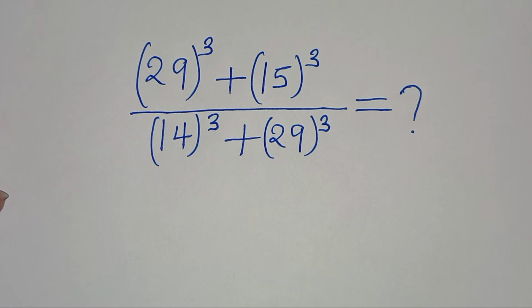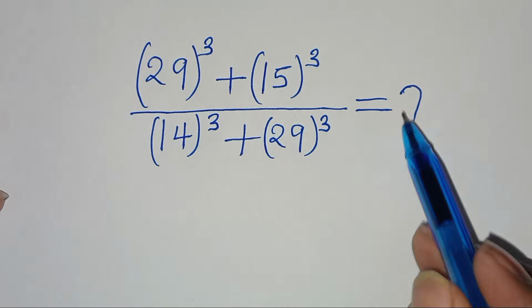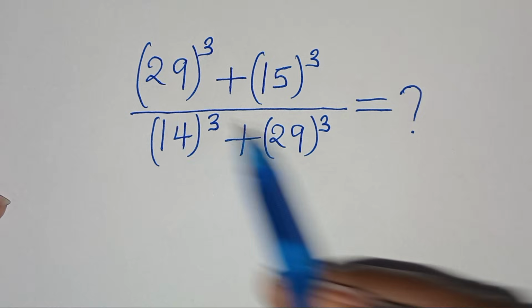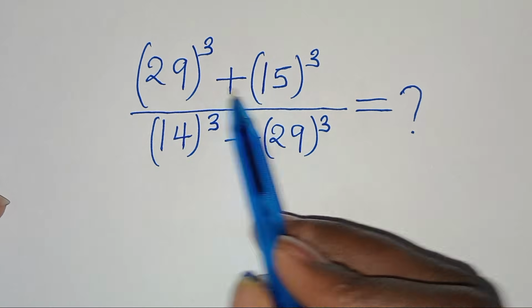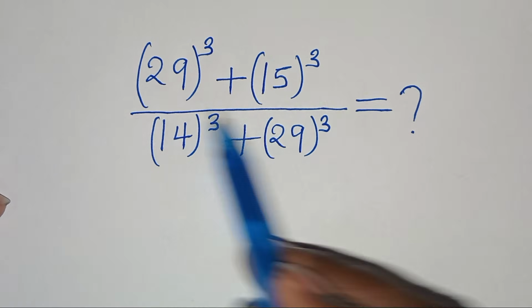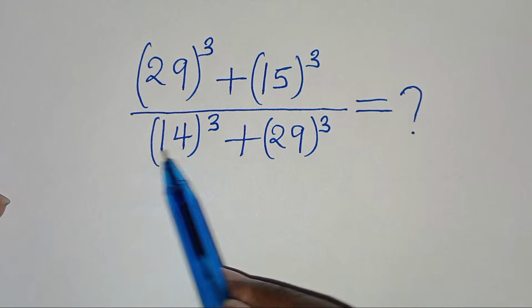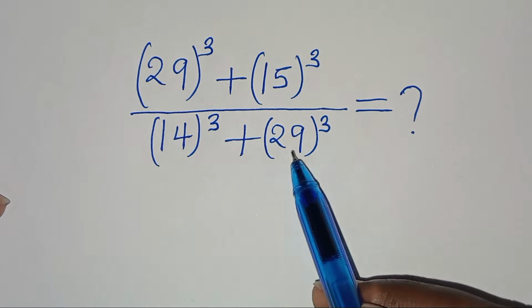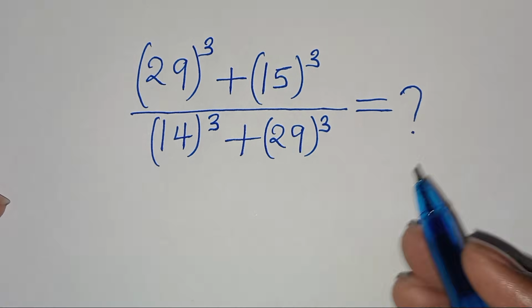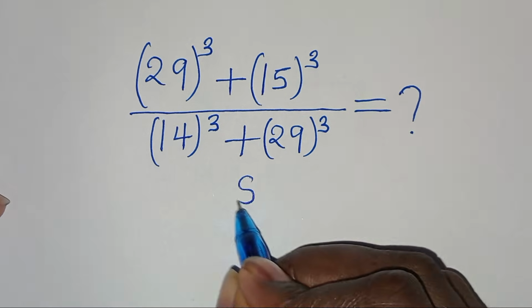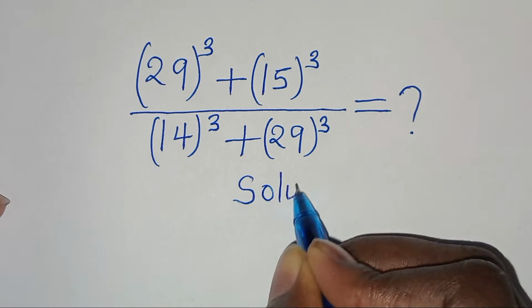Hello everyone, you're welcome to solve this nice math problem without a calculator. We have 29 to the power of 3 plus 15 to the power of 3, in the numerator, divided by 14 to the power of 3 plus 29 to the power of 3. So now, let's provide a solution from here.